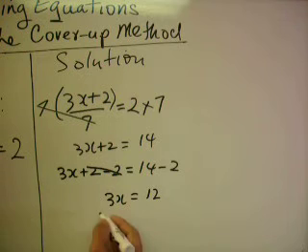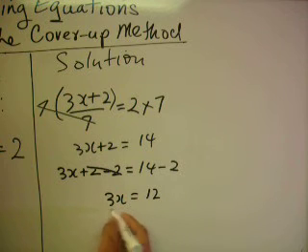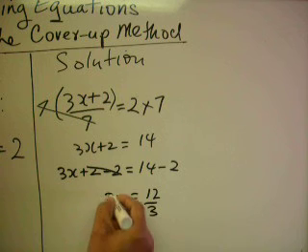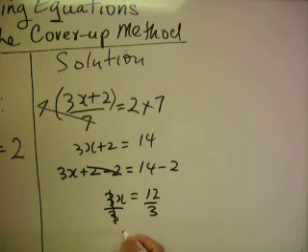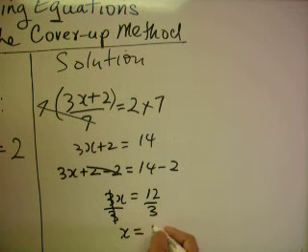As you can see now, the 3 is left, so how do we get rid of 3? It's multiplying, so we divide. Do the opposite, and that will cancel the 3. We have gotten rid of the 3. We have isolated our variable, and the answer, 12 divided by 3, is 4.